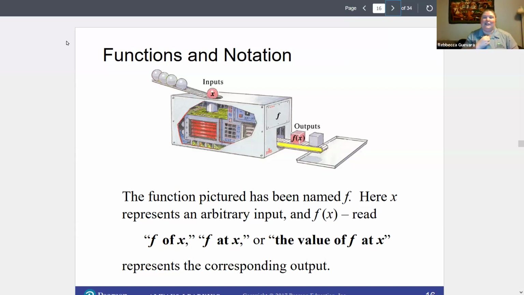Above is this idea we've always used for years of how we discuss what a function is, like this machine. The function pictured has been given a name, f. So we're saying our machine is now f. Here, x represents an arbitrary input. So my x's are going into my machine, and what's coming out are outputs. Just like a machine, usually you put in your material and one object comes out. You don't usually put in your material and two objects come out. That's the idea of a function. One goes in, one comes out. So you're thinking of it being like a machine that works like that.